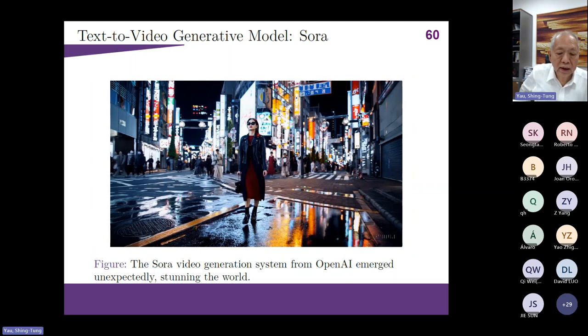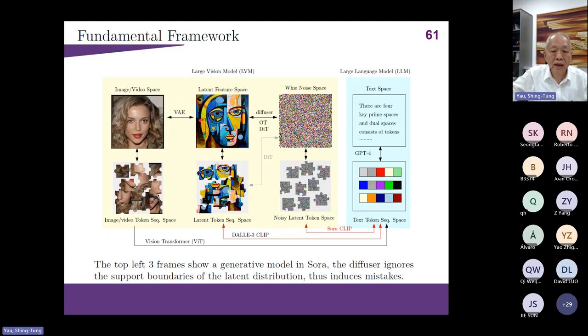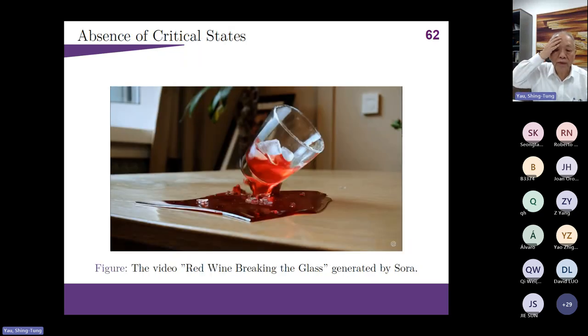Well, here is an example again: the Sora video generation system from OpenAI emerged unexpectedly, stunning the world, as we said before. The top left shows a generative manifold in Sora, and the diffuser ignores the support boundaries of the latent distribution, thus inducing mistakes. That's what we see, and so is this example.